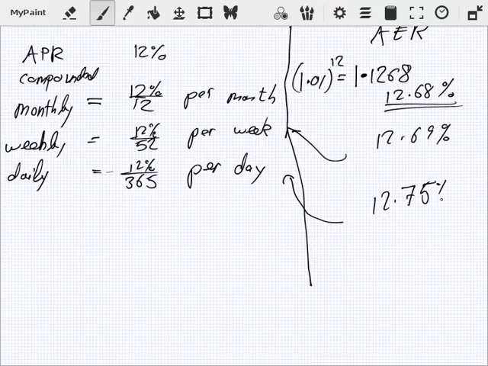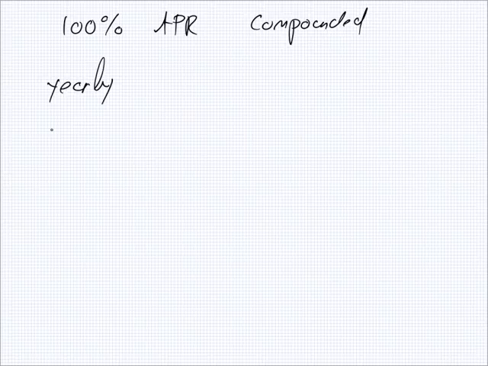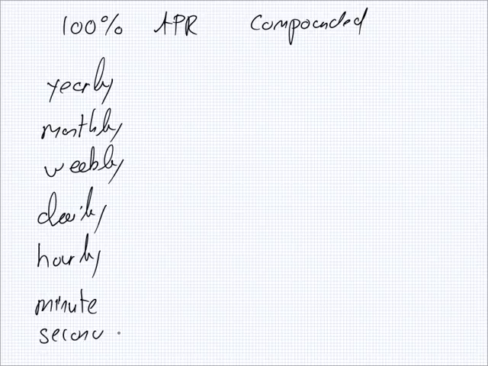Right. One more like this, but an interesting one. 100% APR compounded yearly, monthly, weekly, daily, hourly, per minute, minutely and secondly. Right, I want you to change these into AERs.